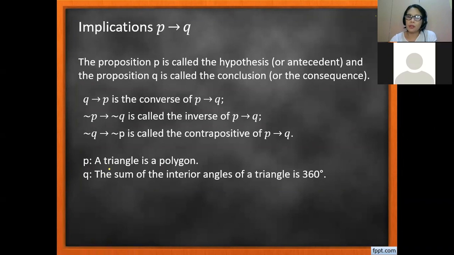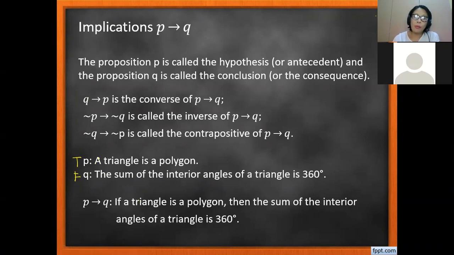Now, let's consider the examples here. Statement P: a triangle is a polygon. Statement Q: the sum of the interior angles of a triangle is 360. As regards their truth value, we know that a triangle is a polygon. It's actually a three-sided polygon. So this is true. And the sum of the interior angles of a triangle is 180, not 360. So this makes the statement false.